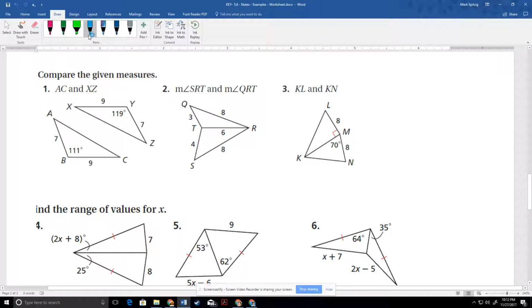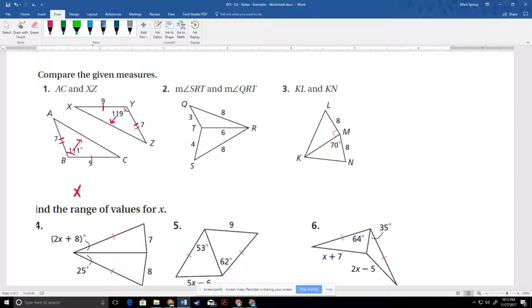Okay, but basically we're talking about the Hinge theorem in this one. If we're looking at the first one, it says compare the given measures. So we want to compare AC to XZ, and we can do that because of the angles opposite them, but only because we have the Hinge theorem happening. In other words, we have a 9 congruent to 9, 7 congruent to 7, and so the angles between these congruent sides are the ones we can examine. Because 119 is bigger than 111, that makes the side opposite that angle, XZ, bigger than AC.